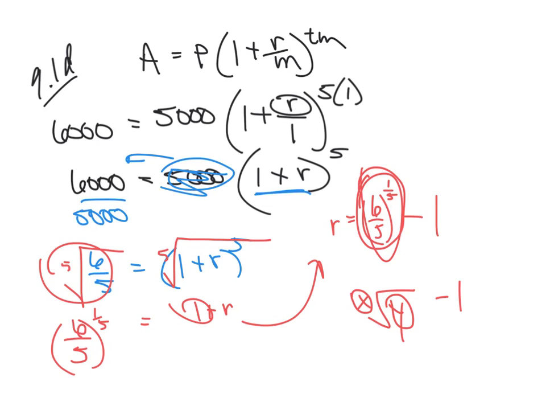Then subtract 1 from it, and you get 0.0371, or 3.71% is the interest rate you have to have, because you only have $5,000 and you want $6,000 at the end of 5 years. So you have to have a 3.71% interest rate. And that's it for example number 8.